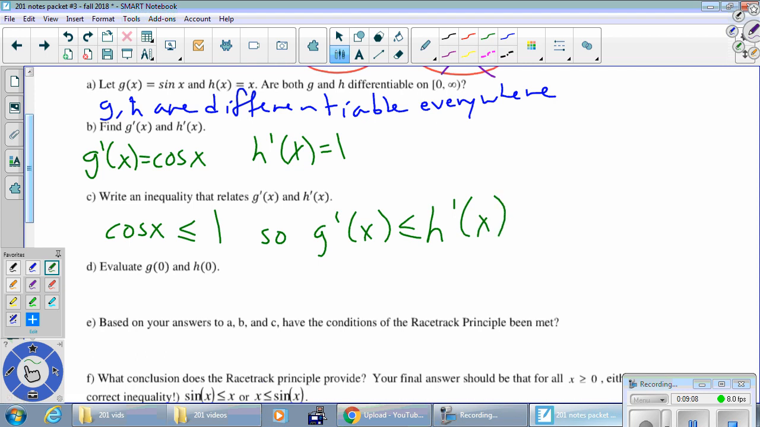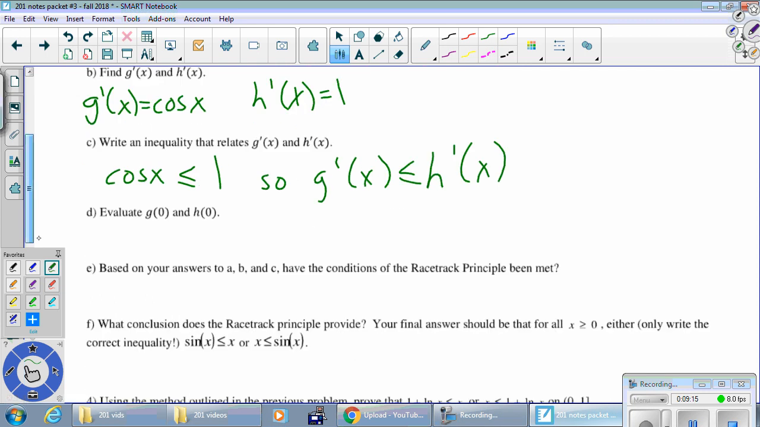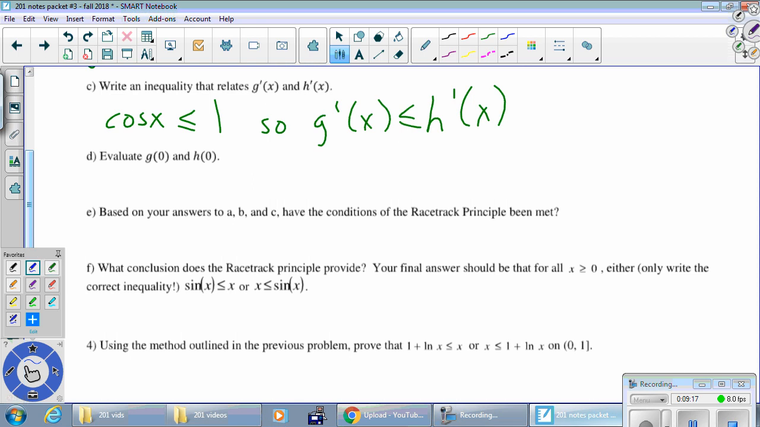That's actually one of the parts of the hypothesis for the racetrack principle, right? This says that g is running slower than h all the time. Let's evaluate g of 0 and h of 0.